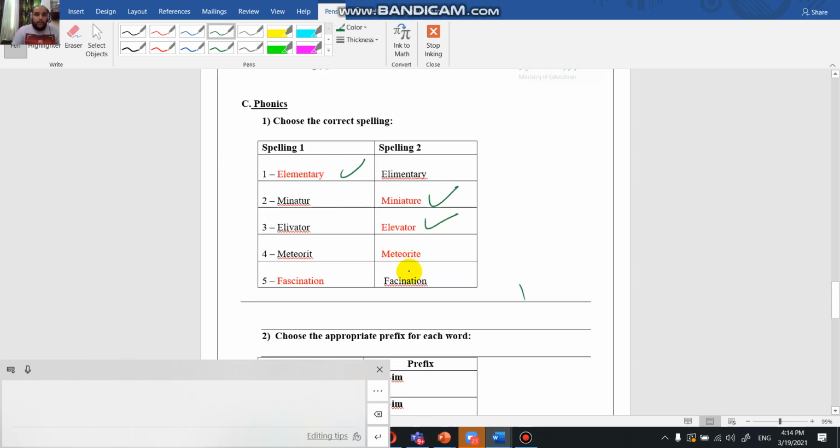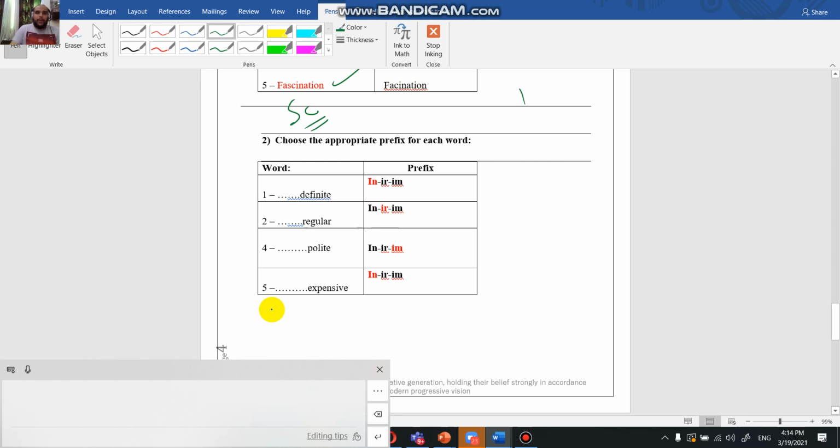Meteorite. This is the way we write meteorite. Please pay attention to this word because it's not a word that we use every day. And then fascination. Fascination is going to be written with an S and a C. Please revise the other words.